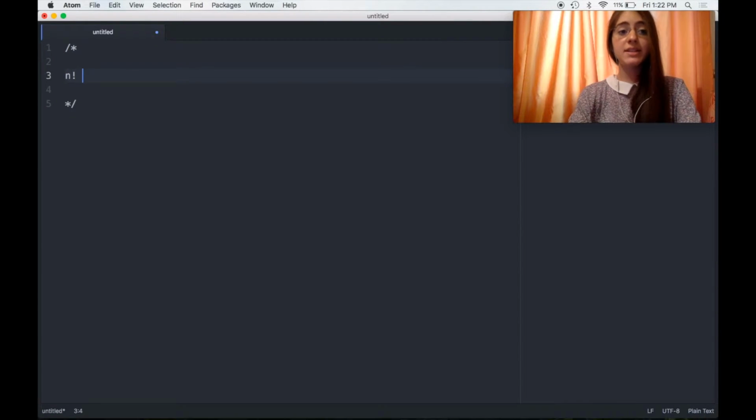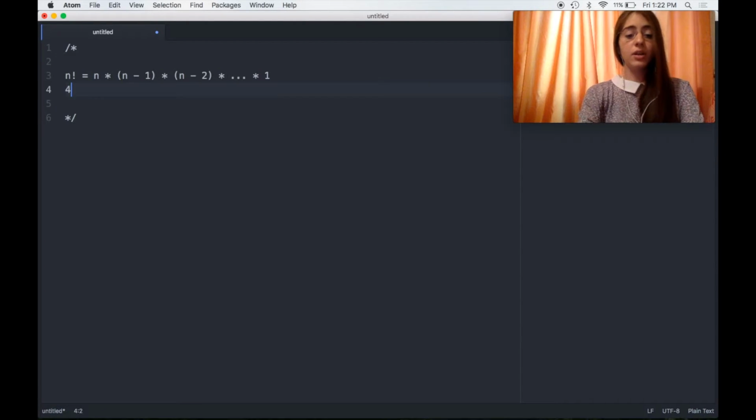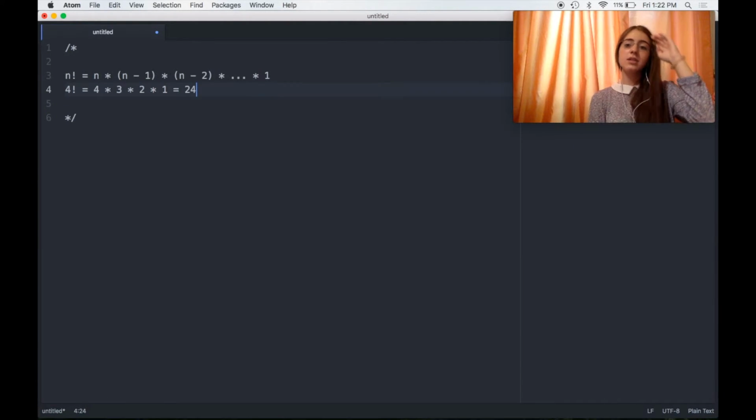So factorial is the case where the number is multiplied by that number minus 1, by n minus 2, and so on until 1. For example, 4 factorial is 4 multiplied by 3, by 2, and by 1, which is 24. So by knowing this, we can easily solve this problem with recursion.